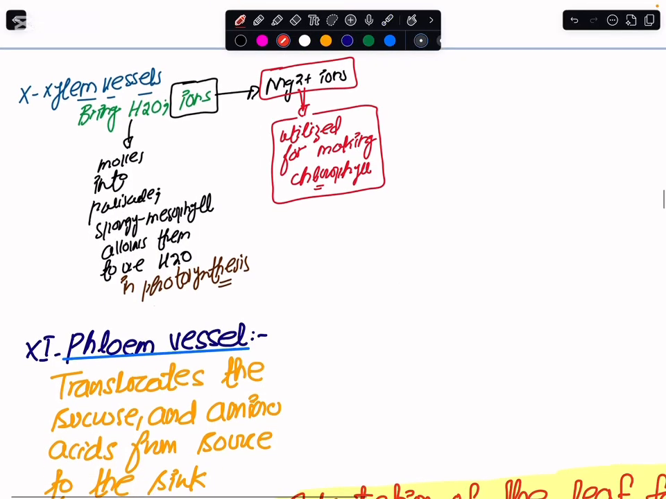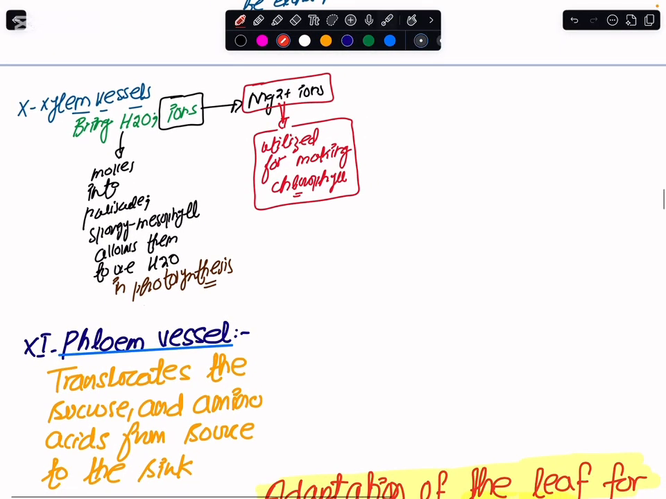Likewise, we must also relate the xylem vessels and the phloem vessels, and what role they have in the context of photosynthesis. Now, the xylem vessels that I showed you above were bringing the water into the leaves. Why do we need to bring the water here? Because water is one of the raw materials for photosynthesis.